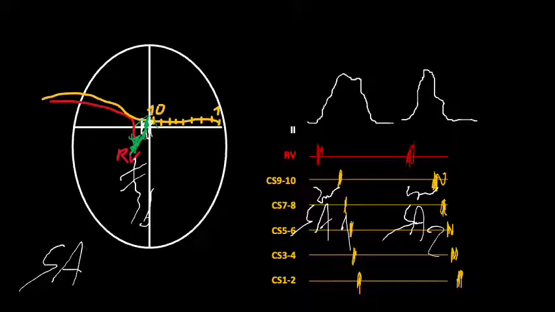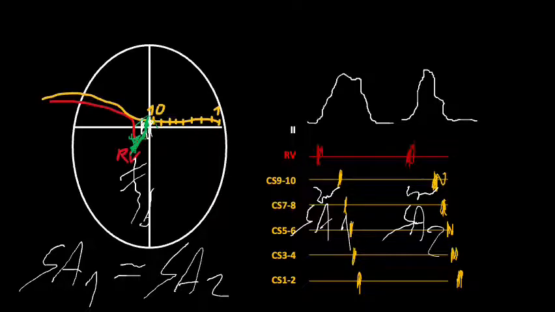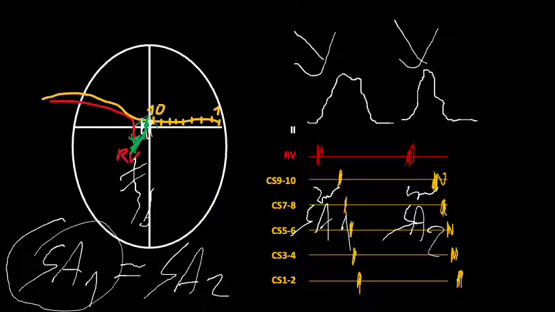So when we've got the SA1 interval equal to the SA2 interval, it means that in this case we've got the parahisian accessory pathway. So the most important thing is to check if there is a change of QRS morphology. If we've got the broad and narrow QRS complexes and the same SA1 interval as the SA2 interval, it means that in this patient we've got the accessory pathway which is located close to the bundle of His.